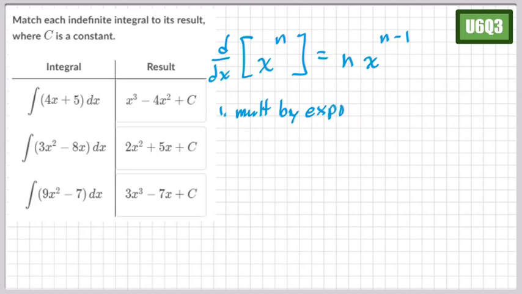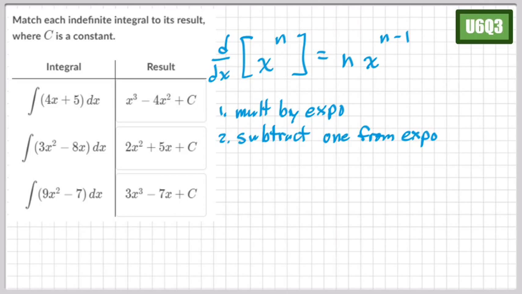And what was the second thing we do? Subtract 1 from the exponent. You don't subtract the 1 first. You drop the exponent first, and then you subtract 1 from the exponent. Now, we're going to do the exact inverse, the exact opposite.